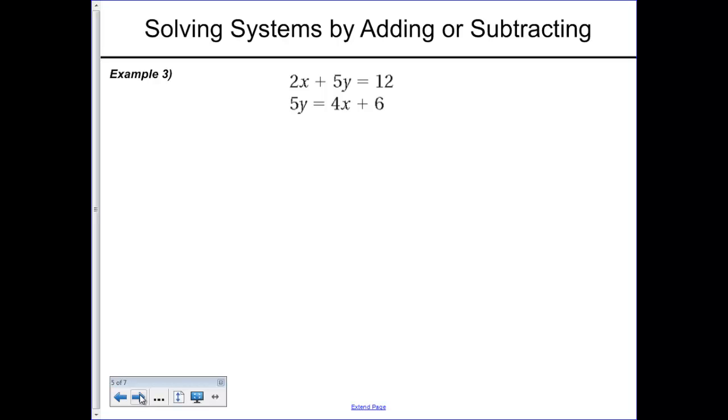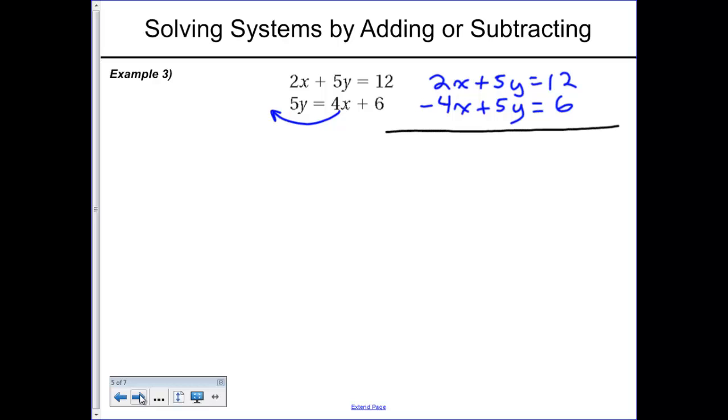So the top one is going to be unaltered, so it's going to be 2x plus 5y equals 12. This bottom one, I'm going to move the x over this way, which will make it a negative 4x, which bumps my y over underneath the other one, equals, and I still had a positive 6 there. All right, so I've got a coefficient of positive 5 for both y's, so how do you get positives to cancel each other out? Well, we have to subtract them.